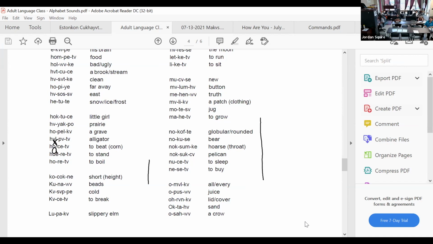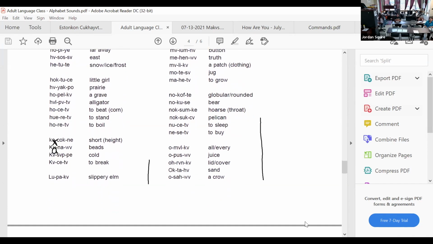Okay, east. Hasosha. Ice, snow, or frost. Nugget. A little girl. A Perry. A grave. Alligator. To beat like corn, with that thing. What do you call that? I don't know what it is in English. To stand. To boil. I have a problem with that too. To boil, I say mosejida. Mosejida is to boil. To me, cocida is like broil, underneath the, you know.